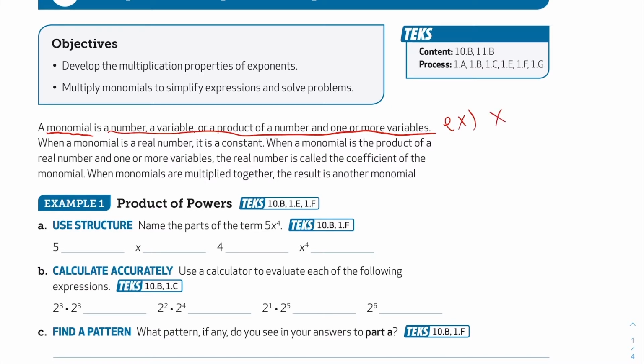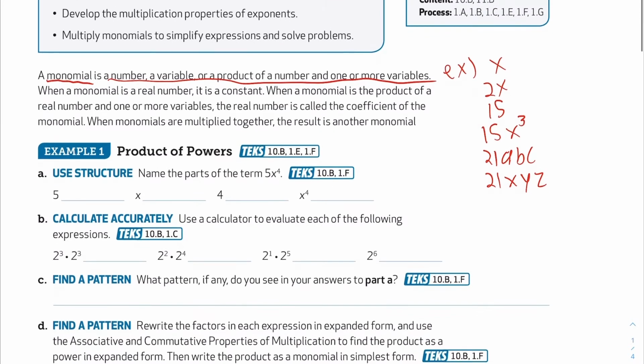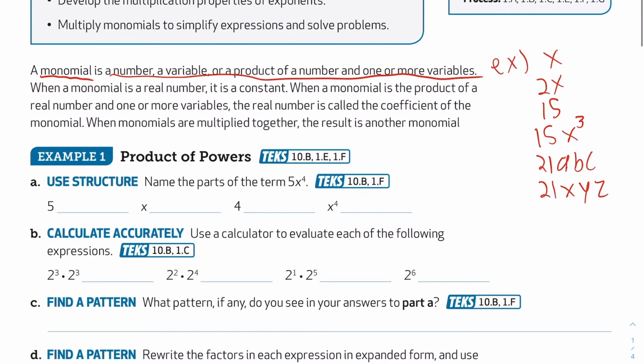It could be x, it could be 2x, it could be 15, or it could be 15x cubed. Or it could be 21abc, or 21xyz. So a monomial is just any number or variable or number times a variable or more than one variable. As long as it's just one thing altogether, that's a monomial.